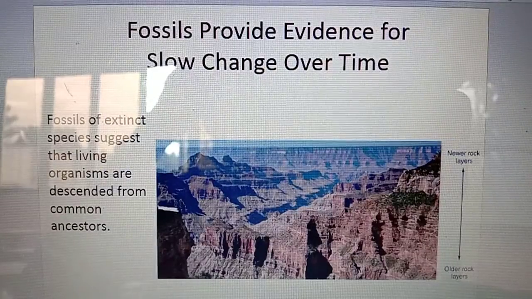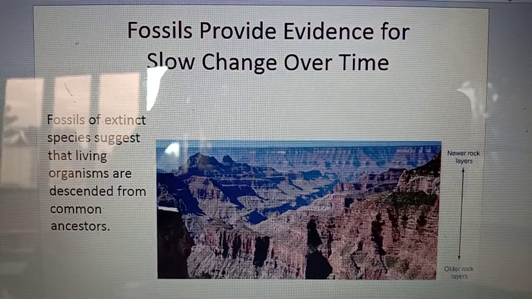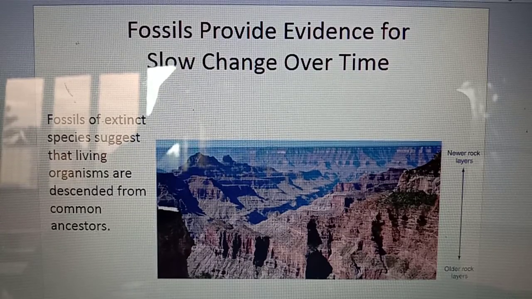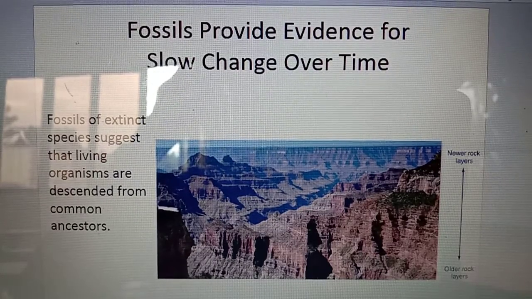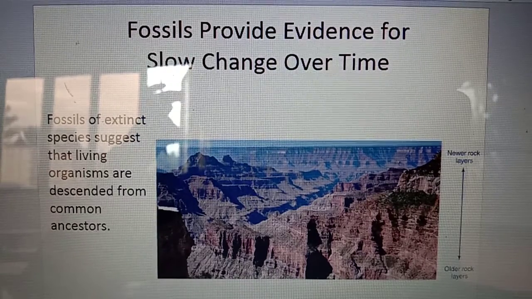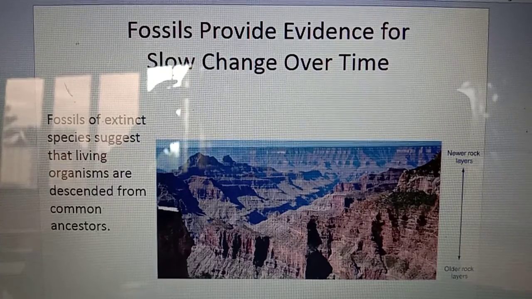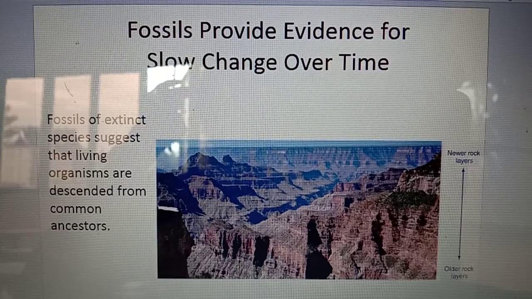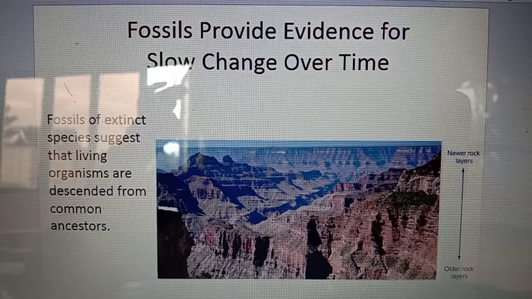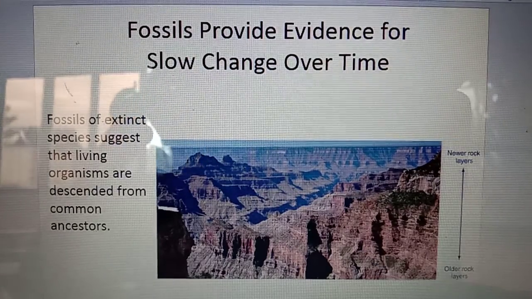It says there, fossils provide evidence for slow change over time. Fossils of extinct species suggest that living organisms are descended from common ancestors. If you have heard about Charles Darwin, he was the naturalist on the HMS Beagle, a ship that sailed around the world in the 1830s.